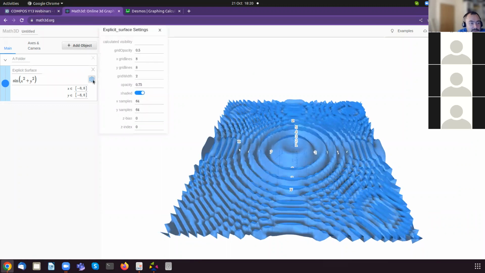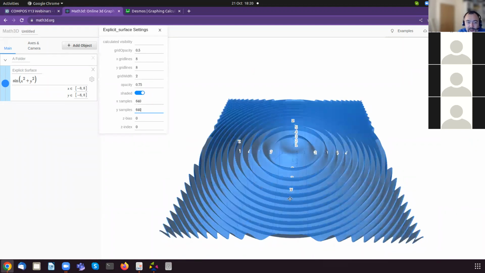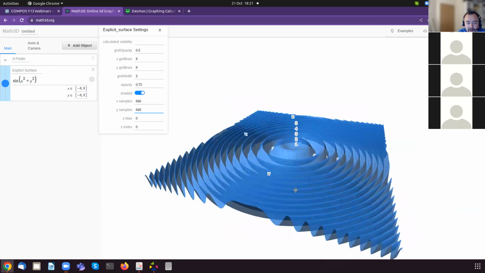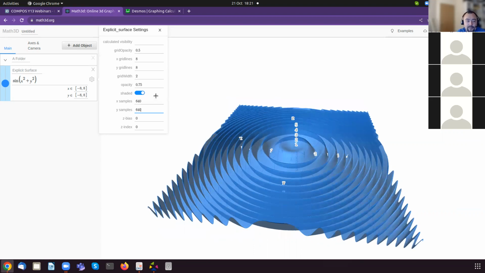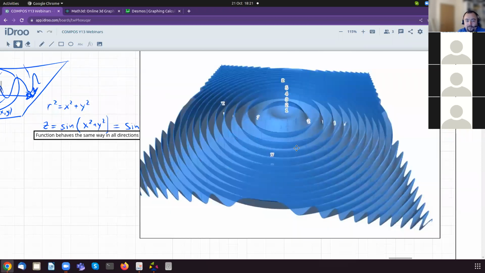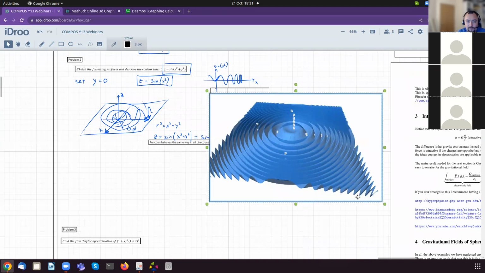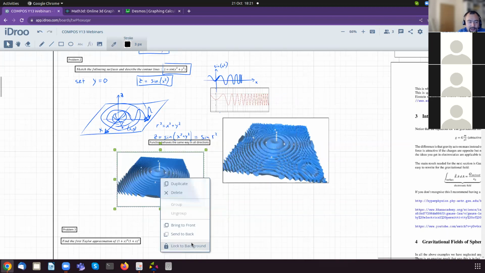Okay, if you make 640 samples, increase the resolution, and you see it's much better. Yes, I increased the resolution, and now we don't see any aberrations. Okay, I'm fairly new to this software. It's a better way of looking at it.